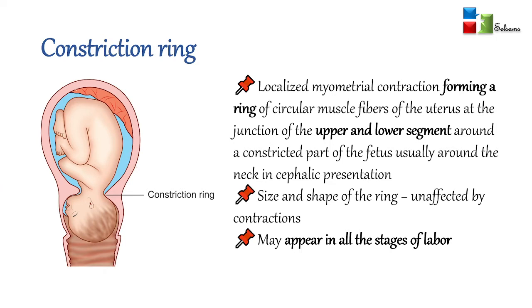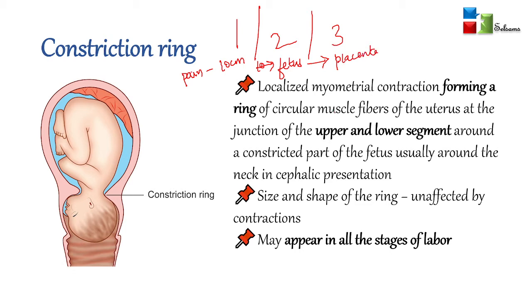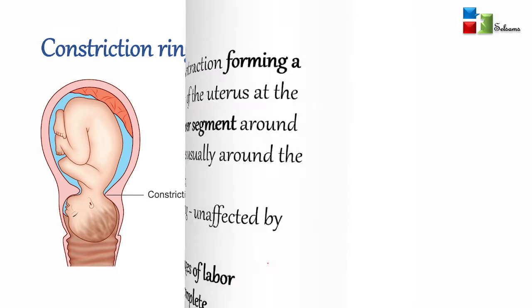We know there are three stages in labor. The first stage starts with the labor pain until 10 centimeters of cervical dilatation, when it is completely dilated. Till the fetus delivery is the second stage, and after the fetus has been delivered, till the placenta has been delivered is the third stage of labor. So it may occur at any stage of labor. Usually it is reversible and complete.